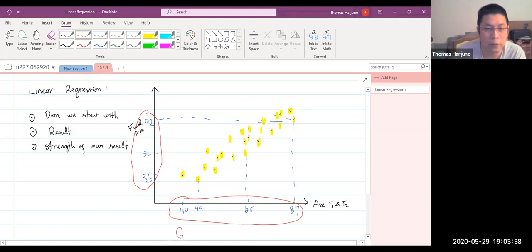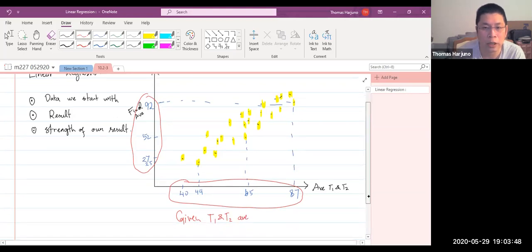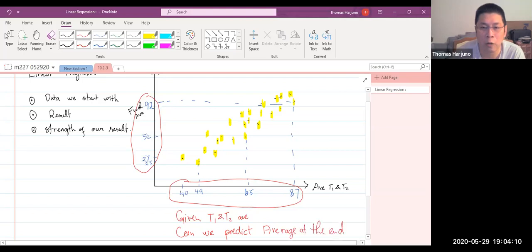So given test 1, test 2 average, can we predict the final average at the end of the semester? Of course, again, we deal with individuality here.